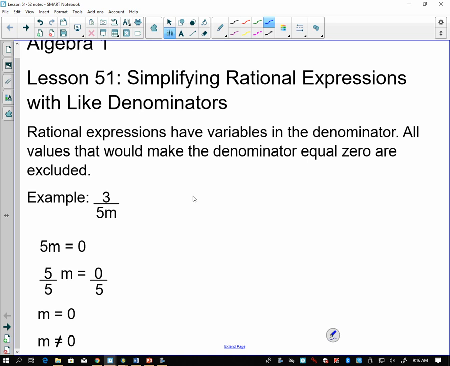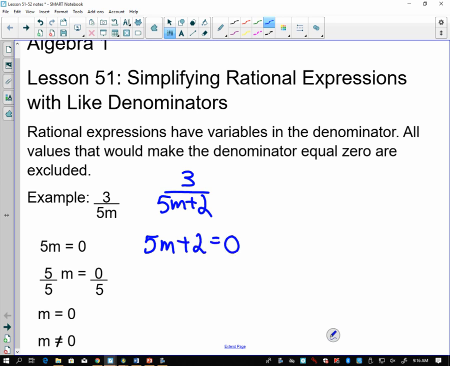Okay, and there's going to be different forms. You're going to see where we might have something different. What if we had something like 3 over 5m plus 2? What would I do there to find the excluded value? Okay, so you said set it equal to 0. Let's be more specific. Set what equals 0? Okay, so the denominator here is 5m plus 2 equals 0.